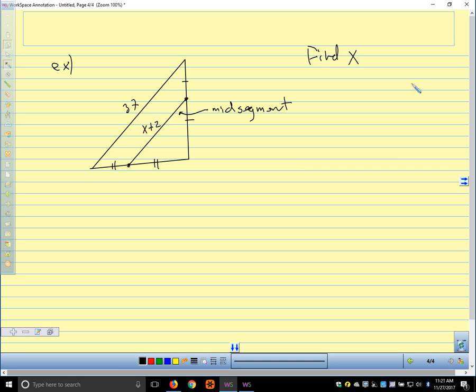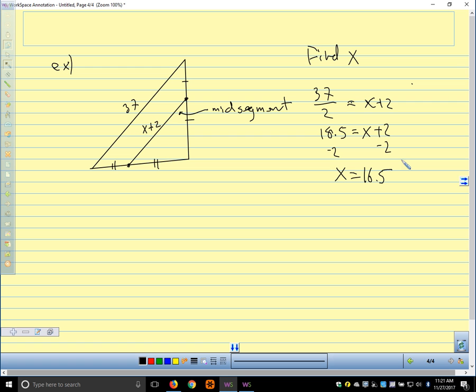So we can set up this equation in two different ways. What's one way we could set this up? The mid-segment is what compared to this? Half. So we could say 37 divided by 2 equals x plus 2. So we could solve the problem that way. 37 divided by 2 is 18.5. It's x plus 2. Subtract 2, and we get x equals 16.5.